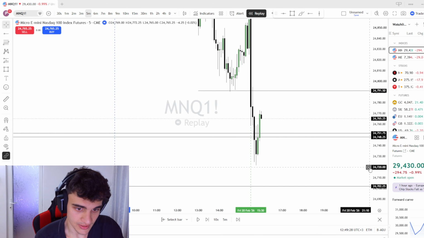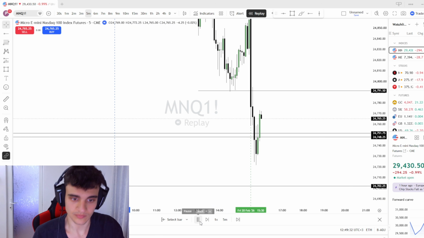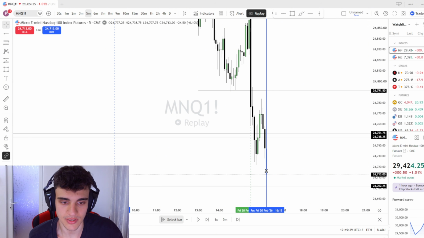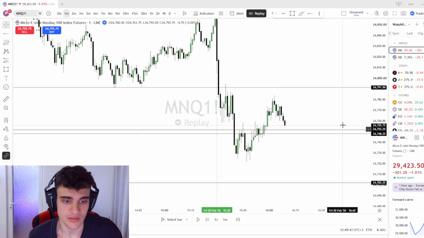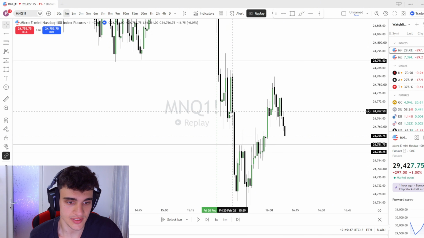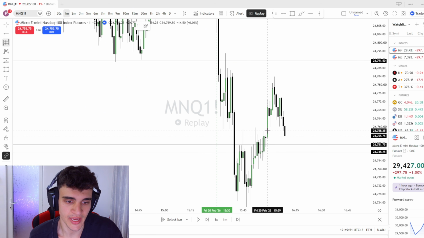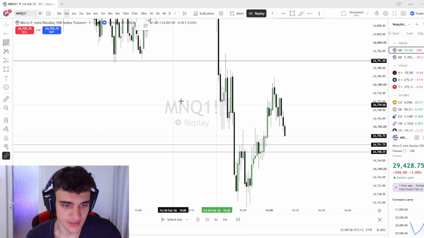Let's see the 5-minute. Let's see what happens. Okay. Stop. So yeah, we retraced a little bit higher into this, but then we broke 1-minute structure to the downside. We didn't break, I'm sorry, 1-minute structure to the downside and up until this point.